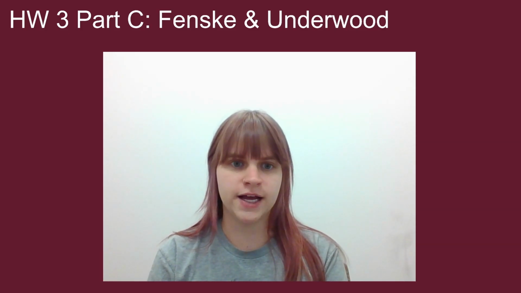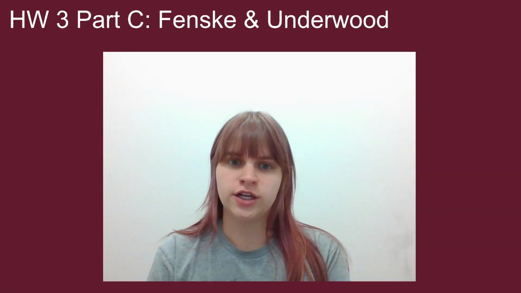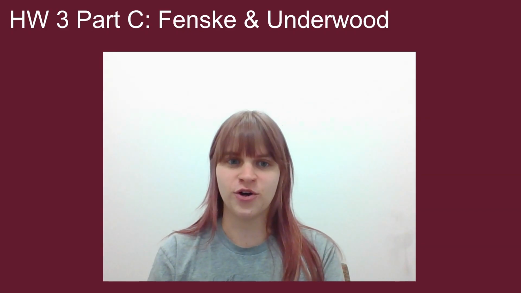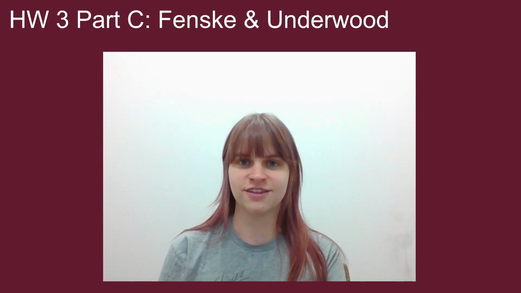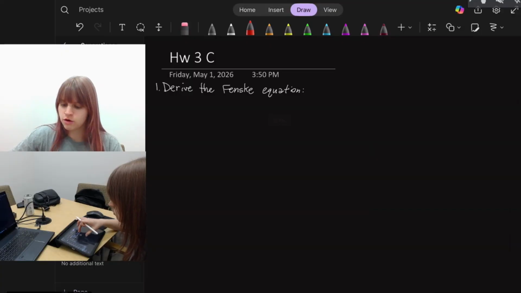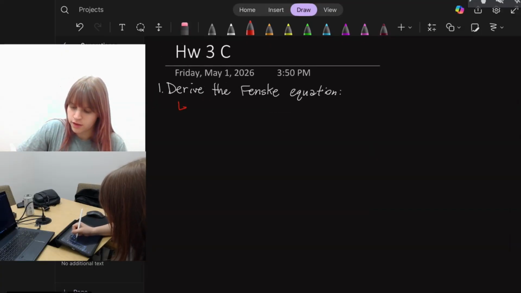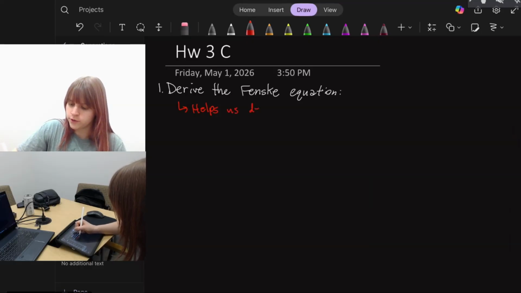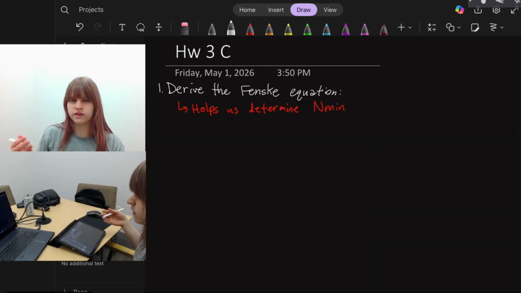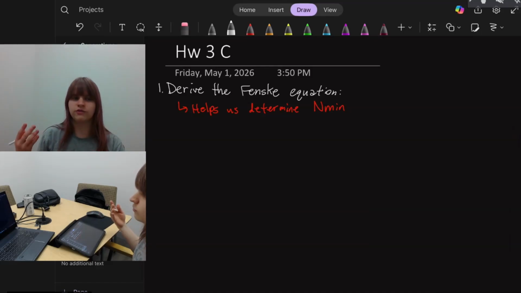So now we're finally talking about a non-binary system. We're going to define our liquid fraction feed and recoveries. So I'm going to get into those derivations now. The Fenske equation helps us determine the minimum number of stages. So that's, if you want to think about it, kind of what we are solving for.